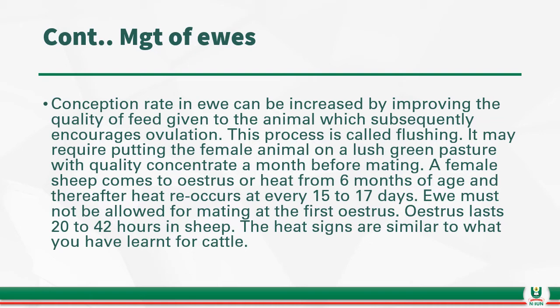A female sheep comes to estrus or heat from 6 months of age, and thereafter heat reoccurs at every 15 to 17 days. She must not be allowed for mating at the first estrus. Estrus lasts 20 to 42 hours in sheep. The heat signs are similar to what you have learned for cattle.